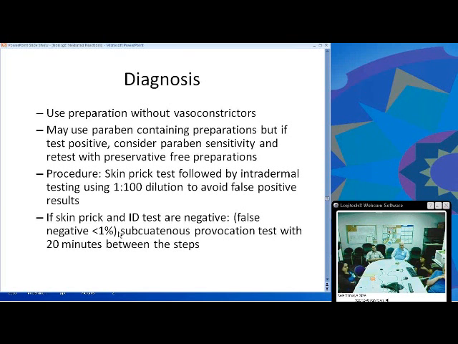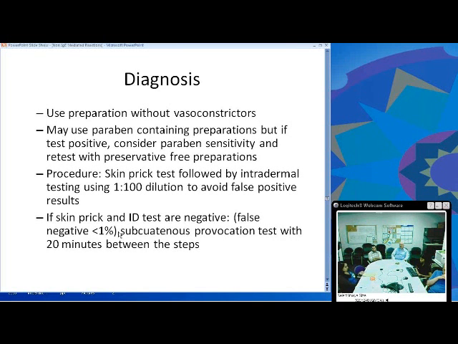But if the test ends up being positive, then you would have to consider paraben sensitivity and retest with preservative-free preparations. I don't know where you get those or how easy it is, because you would have to call the patient since it's not as readily available. So you either have to wait or call them. I don't know where you get them, maybe through the pharmacy, because the ones that we've gotten usually all have paraben. That's the reason for just doing it with paraben-containing ones. And then if there is a positive test, I suppose you can then test them with paraben to see if they react to that. Can you get that?